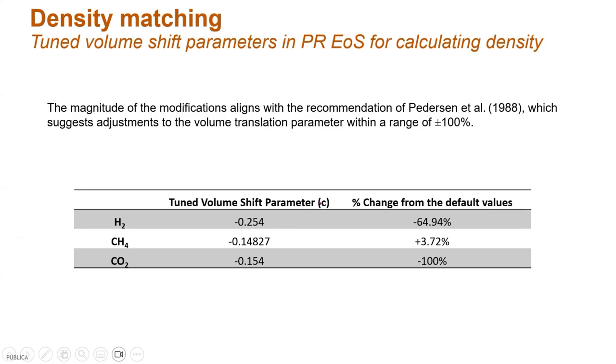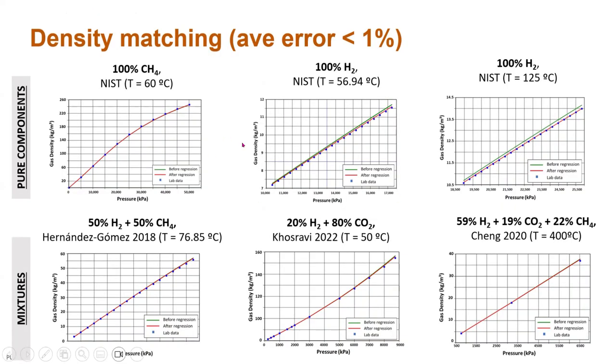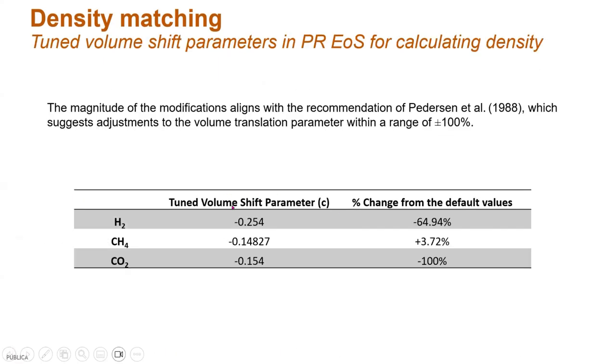The main tool used to get this matching was the volume shift. We basically tuned the volume shifter in order to get that matching. This is the tuned, final volume shift. It was applied for the three components. So we did it for hydrogen, methane, and CO2.